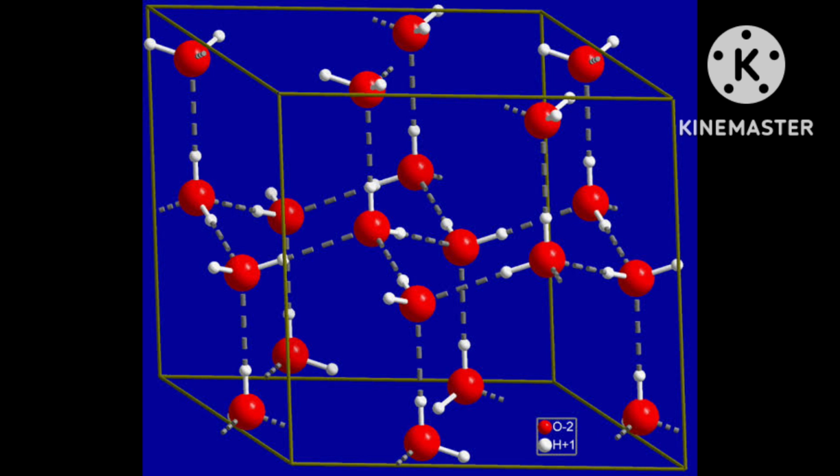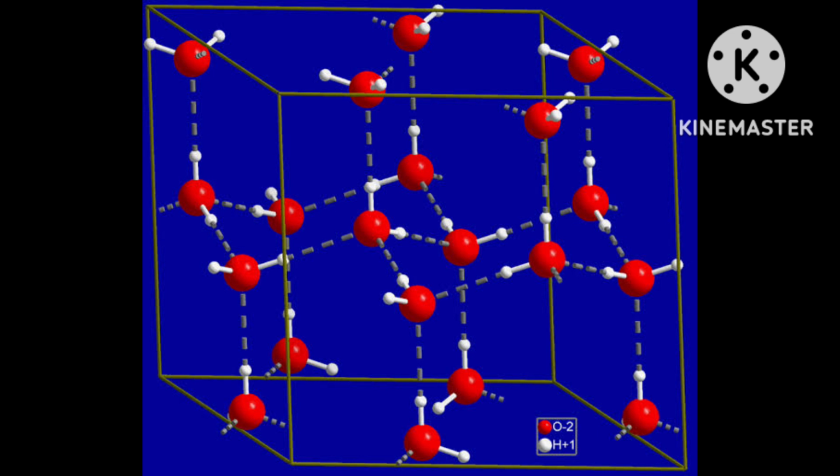Its orbital overlap picture, you will see in the diagram. In the liquid phase, water molecules are associated together by hydrogen bonds.